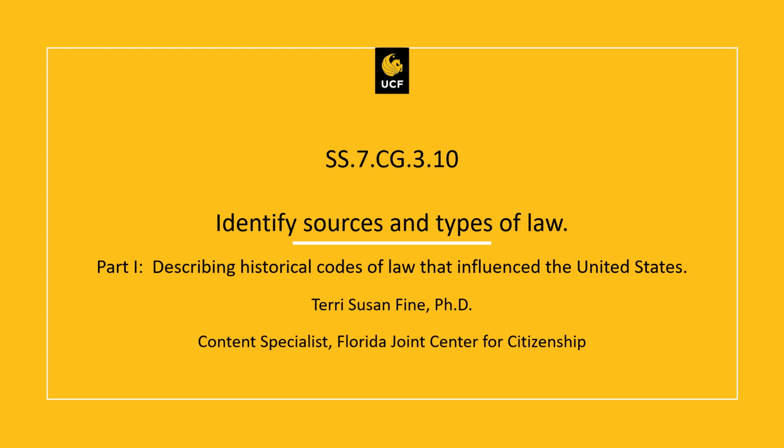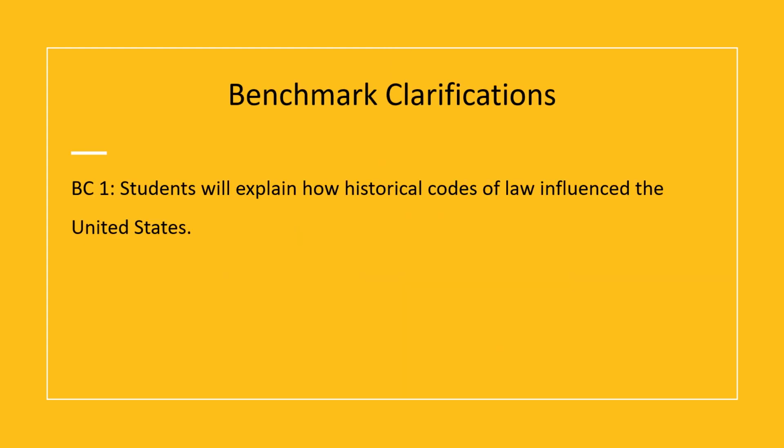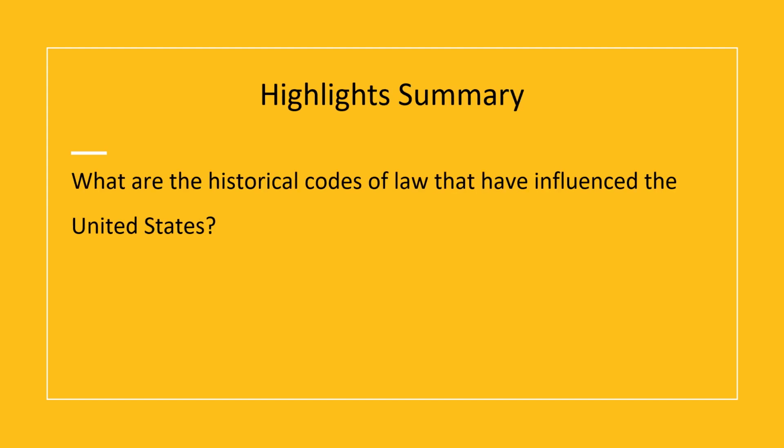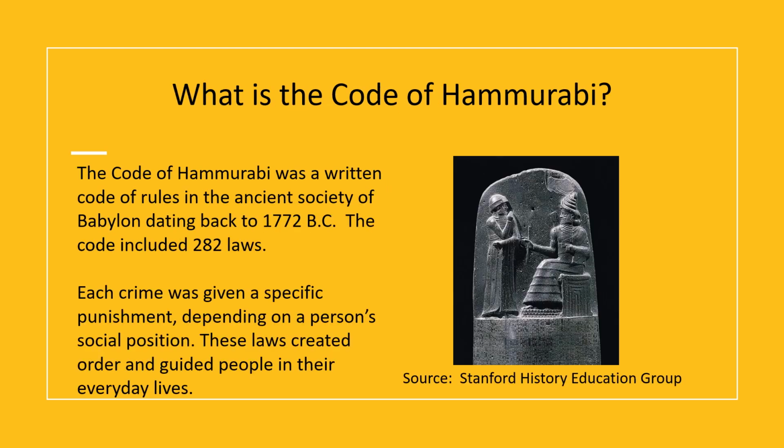Today we focus on benchmark CG 3.10, in which we will identify sources and types of law. In Part 1, we focus on describing historical codes of law that influence the United States. Benchmark Clarification 1 asks students to explain how historical codes of law influence the United States. So first we're going to ask our question, what are these historical codes of law? And then answer how they have influenced the United States.